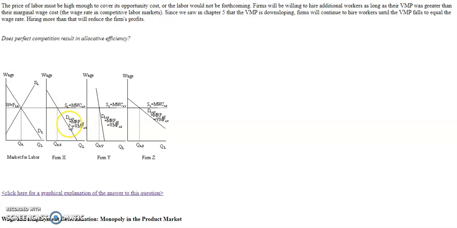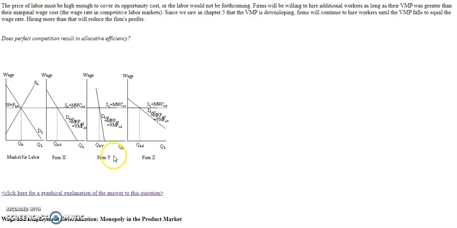Demand for labor equals MRP, marginal revenue product, equal to value of marginal product. All are equal. Then the supply of labor is a horizontal straight line. Supply of labor equals marginal wage cost of firm X.